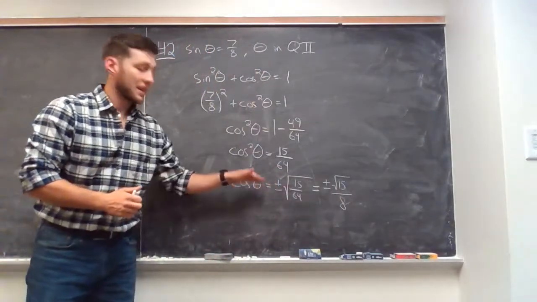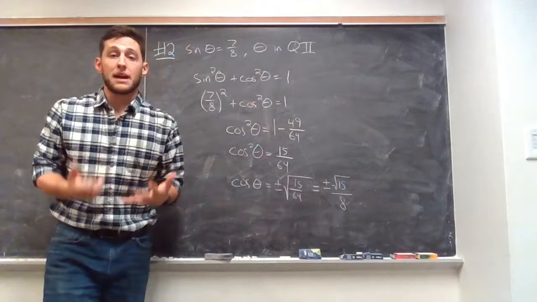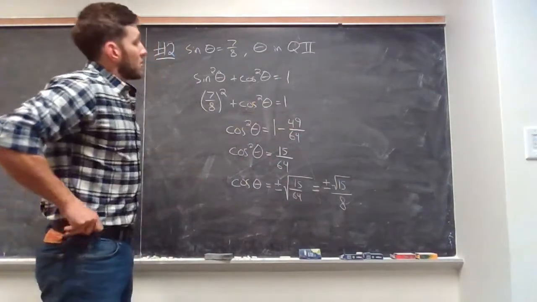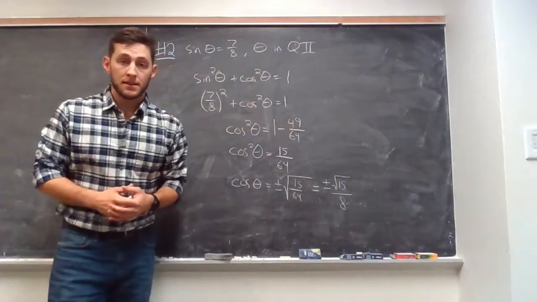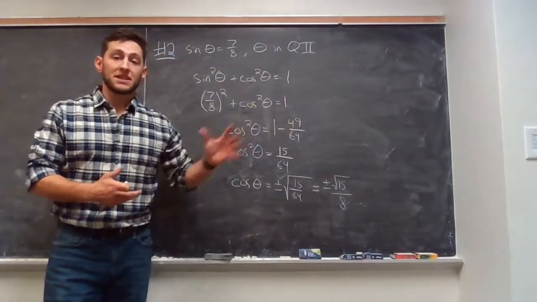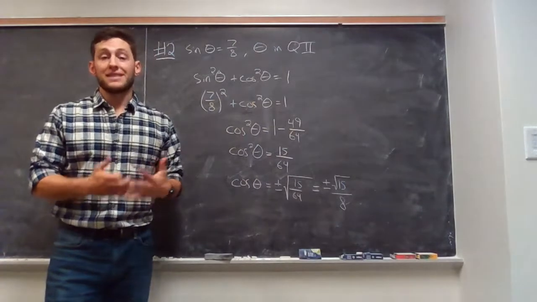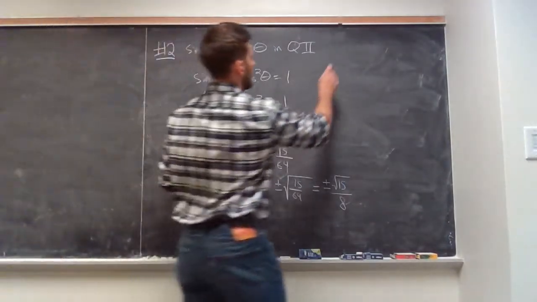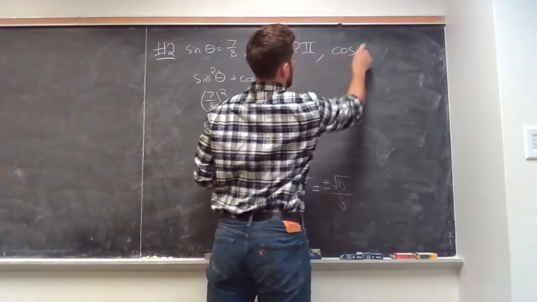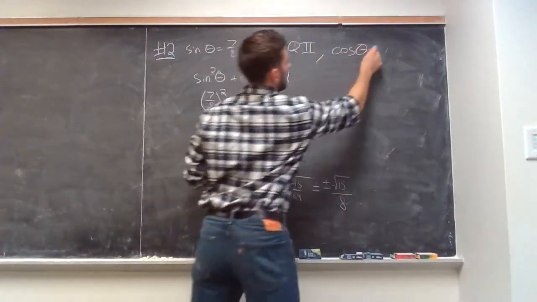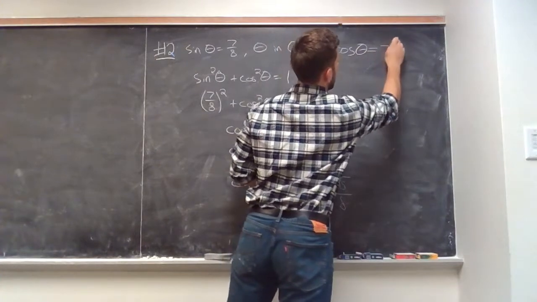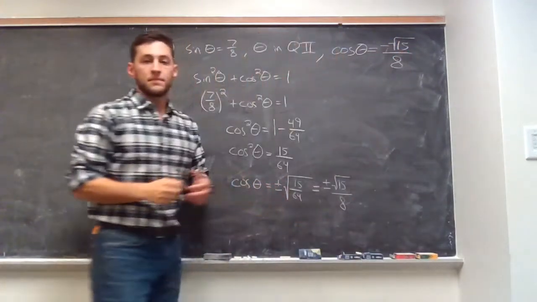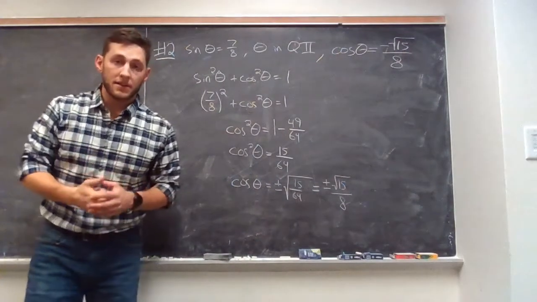So now that we have cosine of theta equals plus or minus something, it's up to us to determine, well, are you the plus or are you the minus? So that's where this quadrant information comes in. In quadrant 2, the upper left-hand corner of the unit circle, cosine, the x-coordinate, will be negative. So I'm going to choose cosine of theta equals negative square root of 15 over 8. Now we have enough to solve the problem.